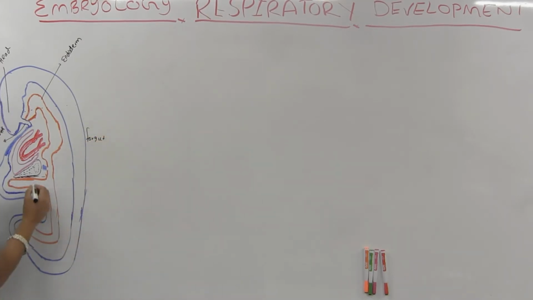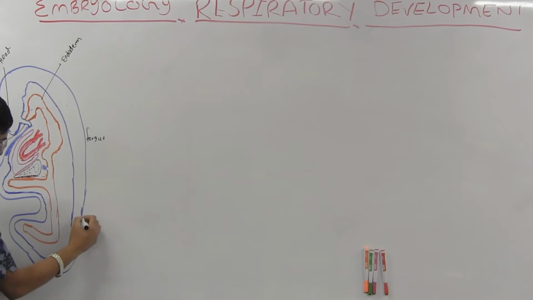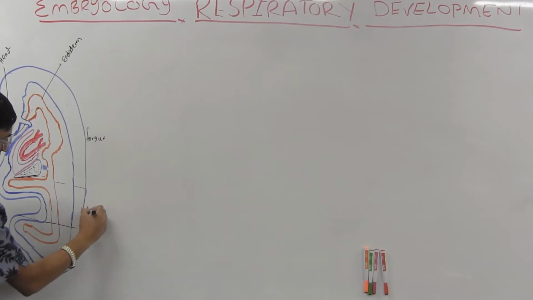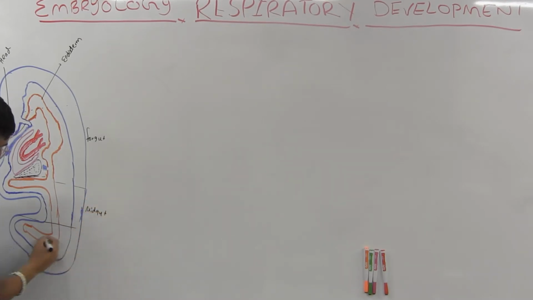Then from here to here, let's make another imaginary line. From here we'll say this is the midgut, and then down there is going to be my hindgut. If I make an imaginary line there, that's going to be my hindgut here.